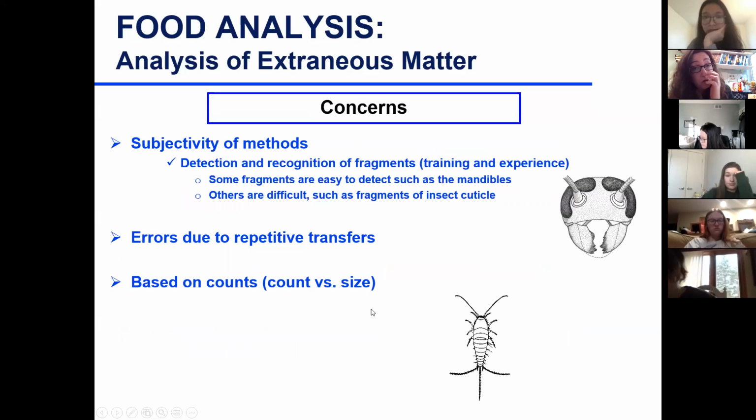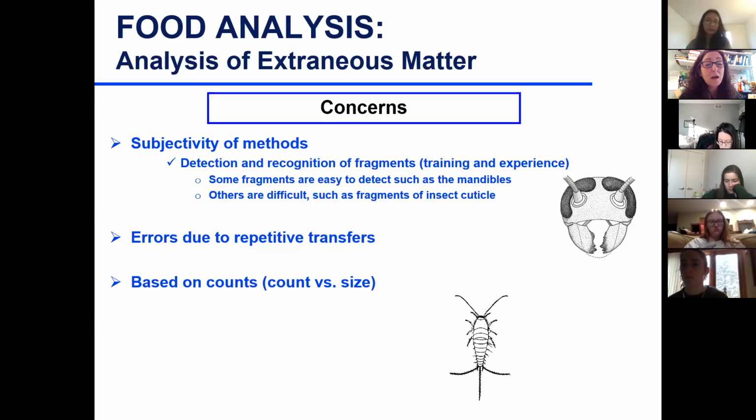So there are a lot of concerns with identification, detection, and determination of extraneous matter. First of all, you want to have experience recognizing these parts. For example, mandibles of an insect are easy to recognize. But if you have insect cuticle, which is part of the exoskeleton of the insect, you might not recognize it as an insect fragment. So it requires training and experience to be able to recognize and count them towards filth.